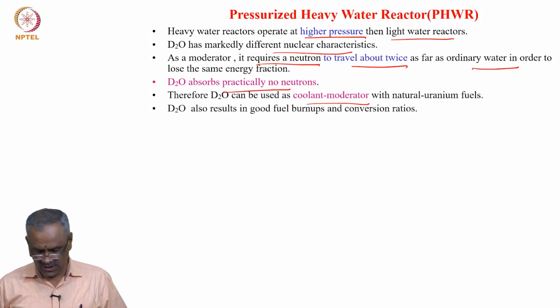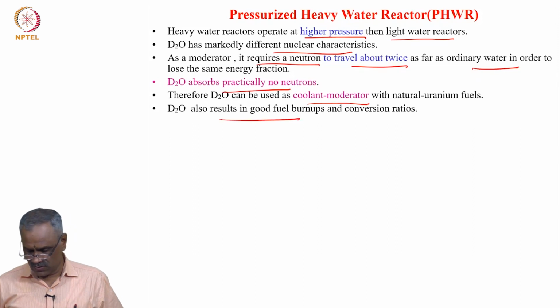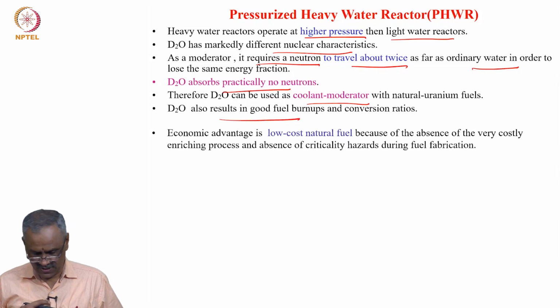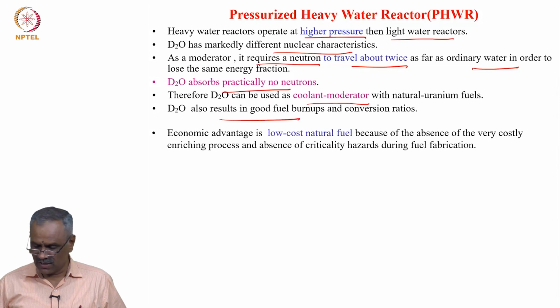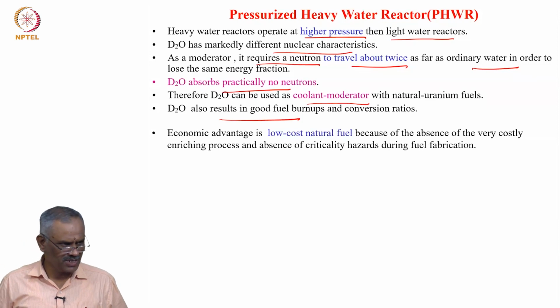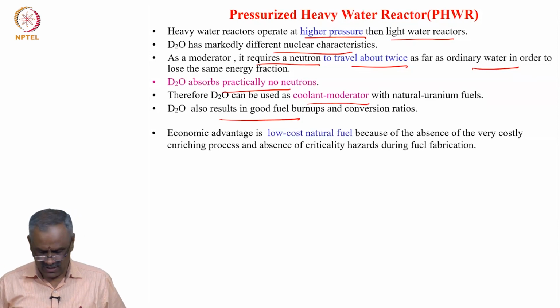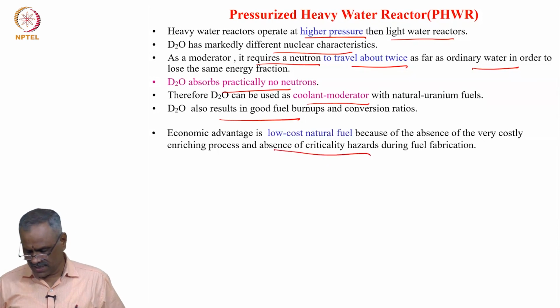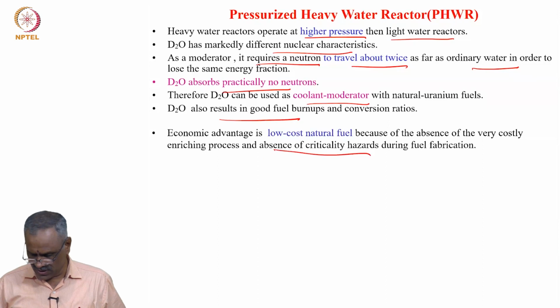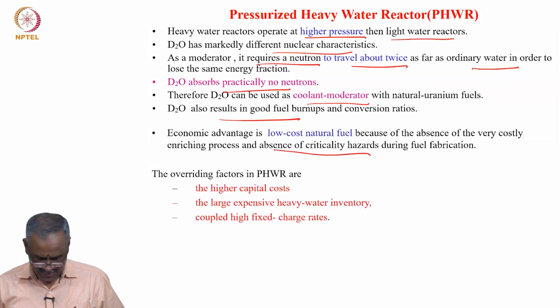D2O also results in good fuel burn-up and conversion ratios, and the economic advantage is low-cost natural fuel because of the absence of the very costly enrichment process, because it is not U-235, it is U-238, and the 2 to 3% enrichment is not required. So, therefore, natural uranium can be used, along with the absence of criticality hazards during fuel fabrication.